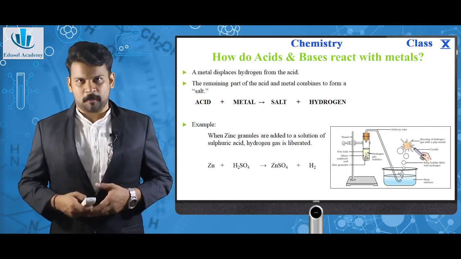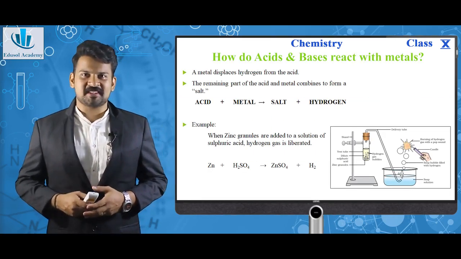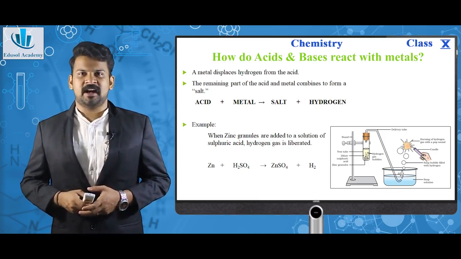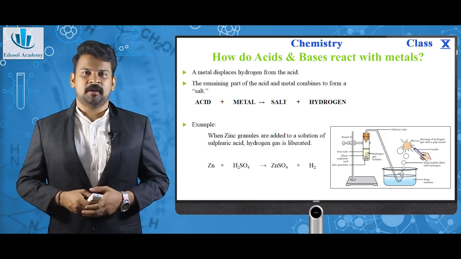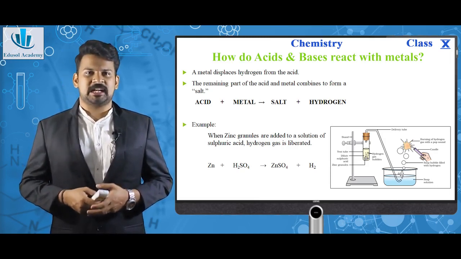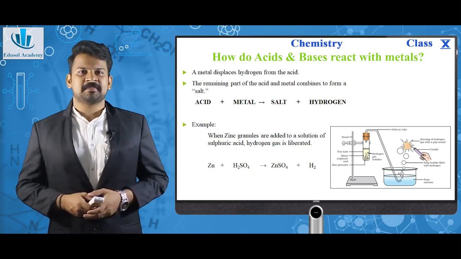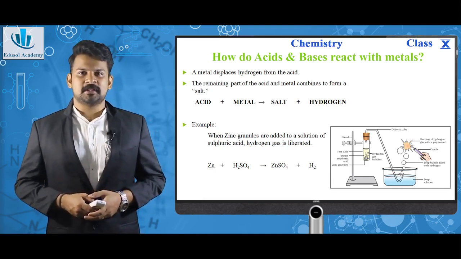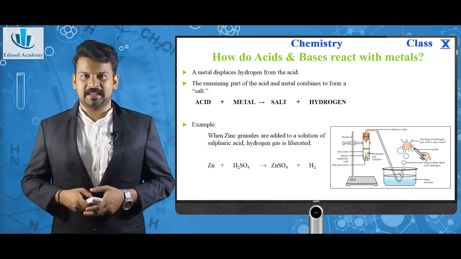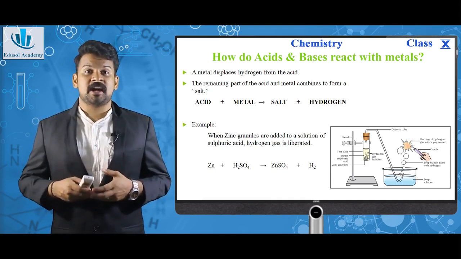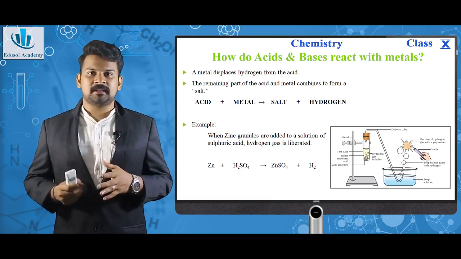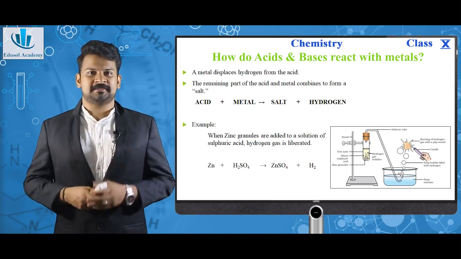Now, let's go to the next topic. How do acids and bases react with metals? You all know metals are certainly reactive. But how do they react with an acid and a base? Coming to a general reaction, acid plus metal gives salt and hydrogen gas. This takes place in such a way that a metal displaces hydrogen from the acid. The remaining part of the acid and the metal combine to form a salt.